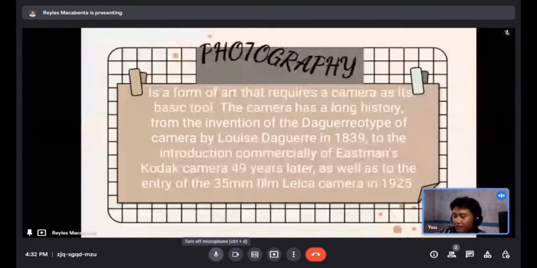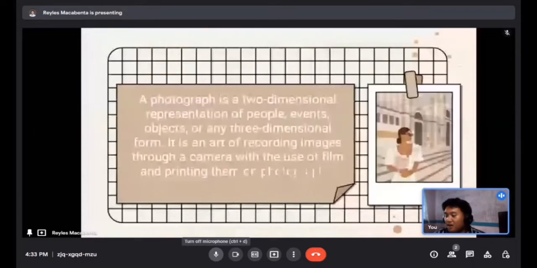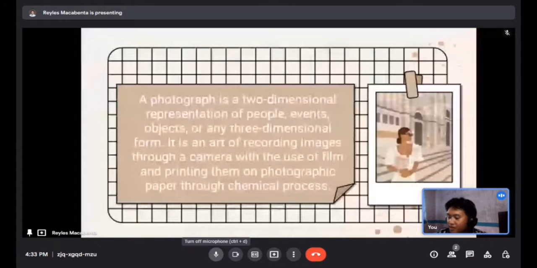A photograph is a two-dimensional representation of people, events, objects, or any three-dimensional form. It is an art of recording images through a camera with the use of film and printing them on photographic paper through a chemical process.